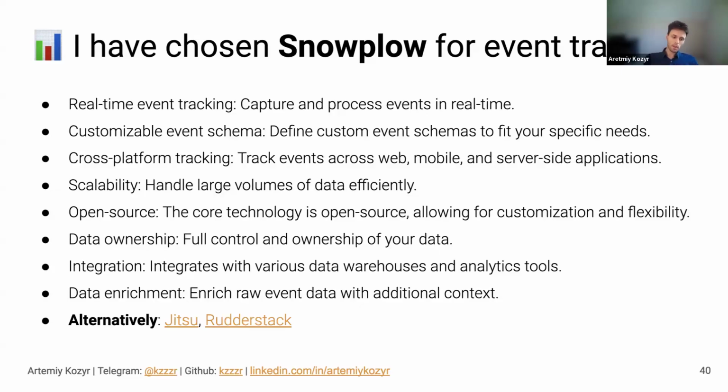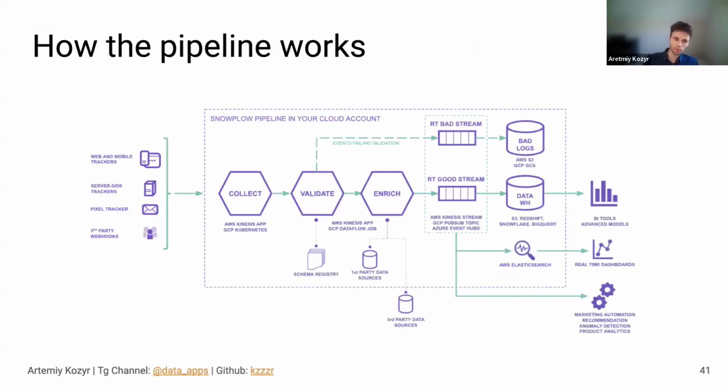But there are some alternatives to Snowplow to do this. I would name Jitsu and RudderStack as well, but I haven't worked with them closely, so I don't have much to say. Let's proceed with Snowplow. So the pipeline, how does it work? What does it look like? From left to right, you have your trackers on end devices, which could be web, mobile trackers, server-side trackers, pixels, third-party webhooks as well.